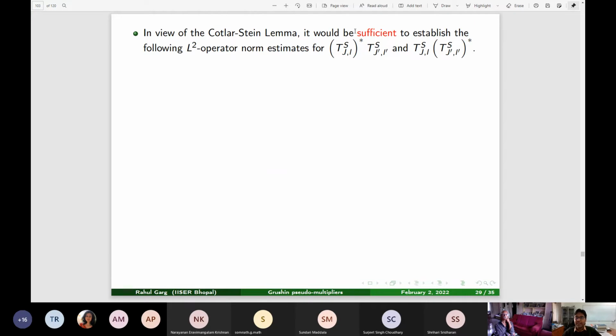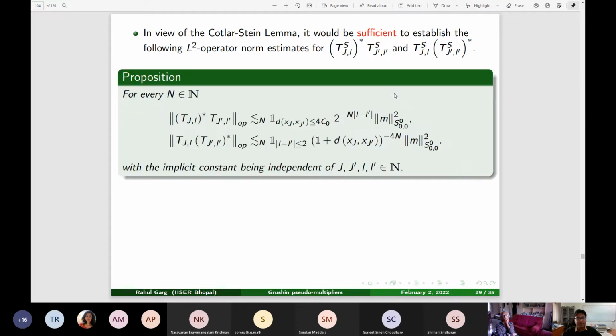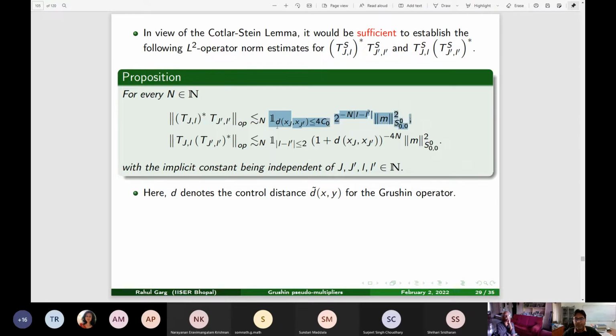What was sufficient was to establish some kind of bound of T star T and T T star for the pieces to apply the Cotlar-Stein lemma, and we look for this kind of situation, that T star T and T T star have some decay condition. This decay condition is in line with what J prime I had shown, so that you get the summability. So on one hand, you get indicator in space, so the decay comes from the spectrum. On the other hand, you get indicator in spectrum, and you get decay in terms of distance. And this is the highlight. The second one is the main work.